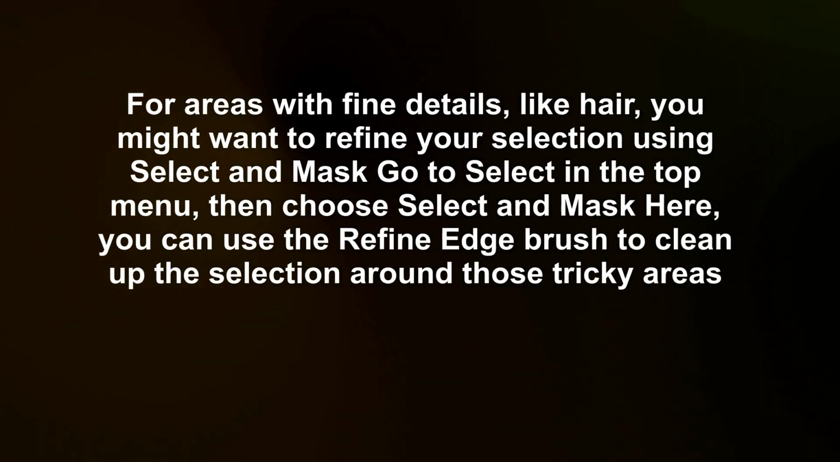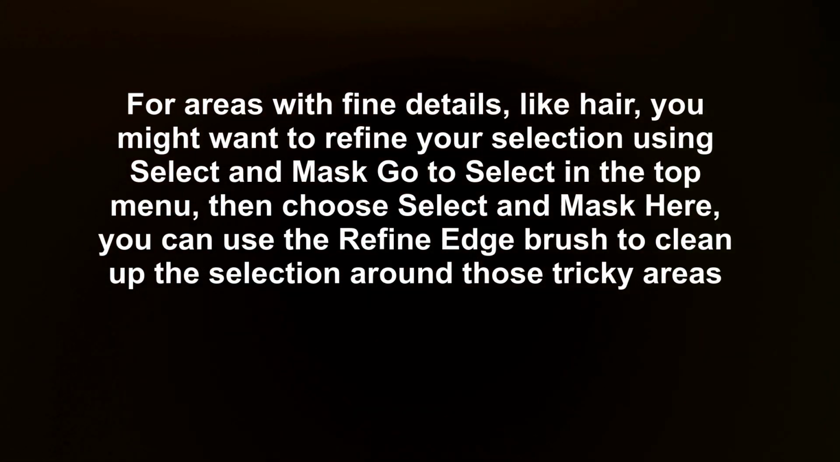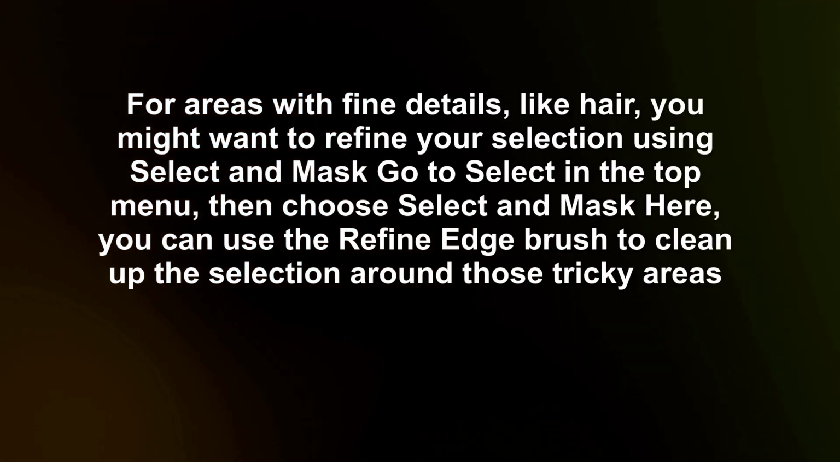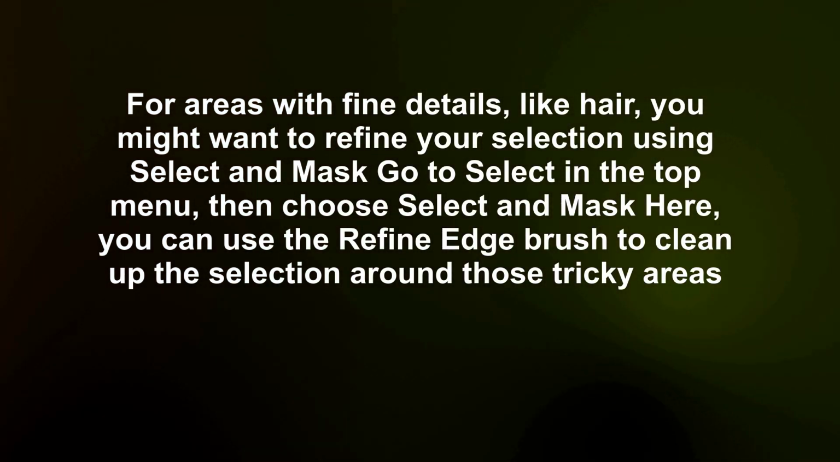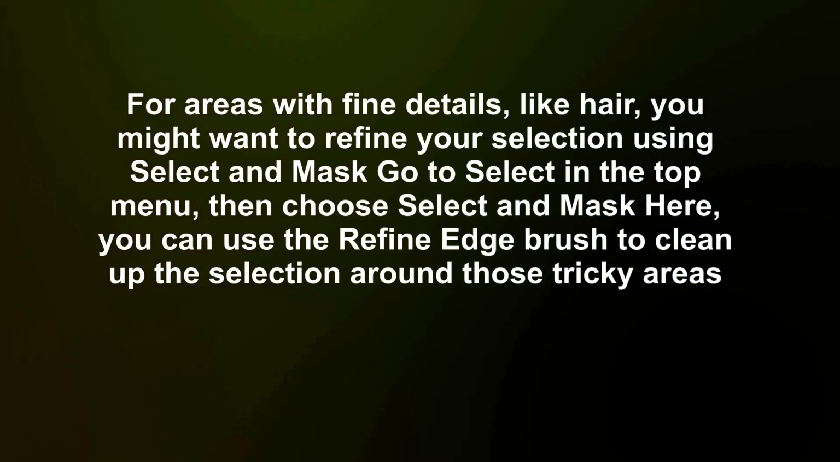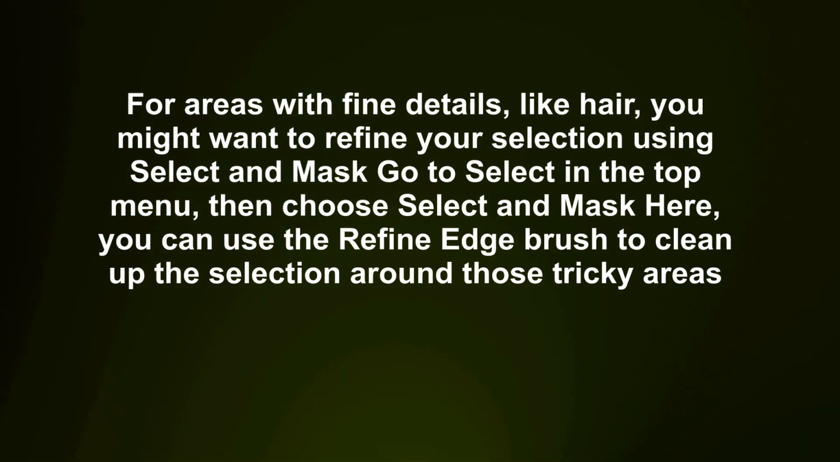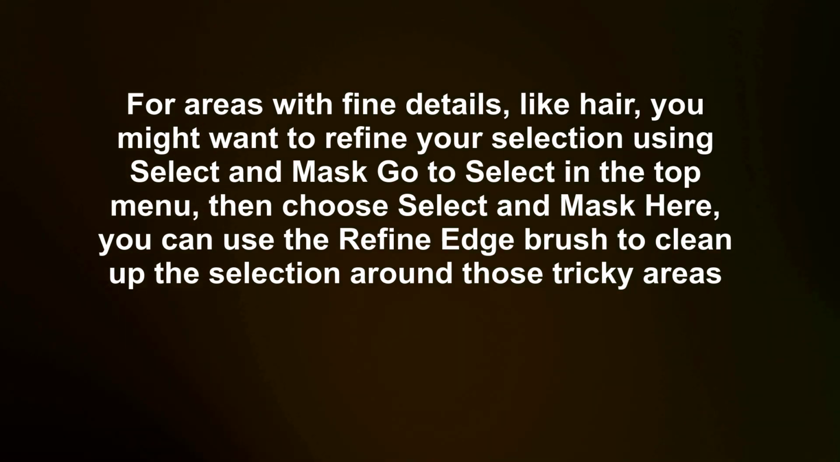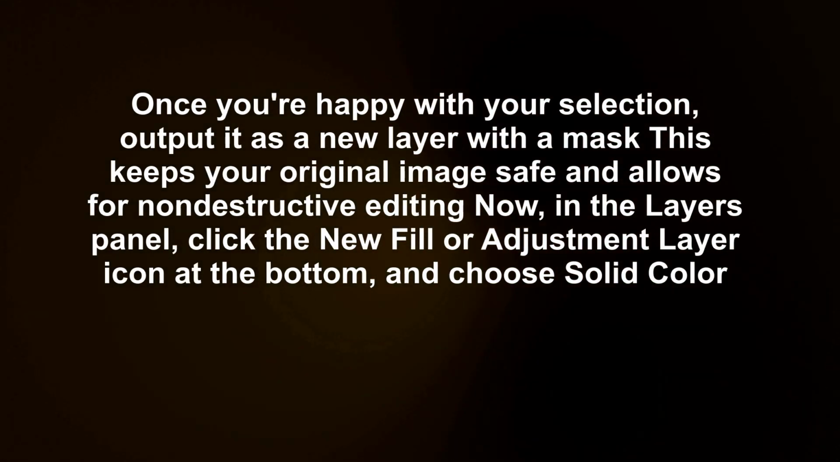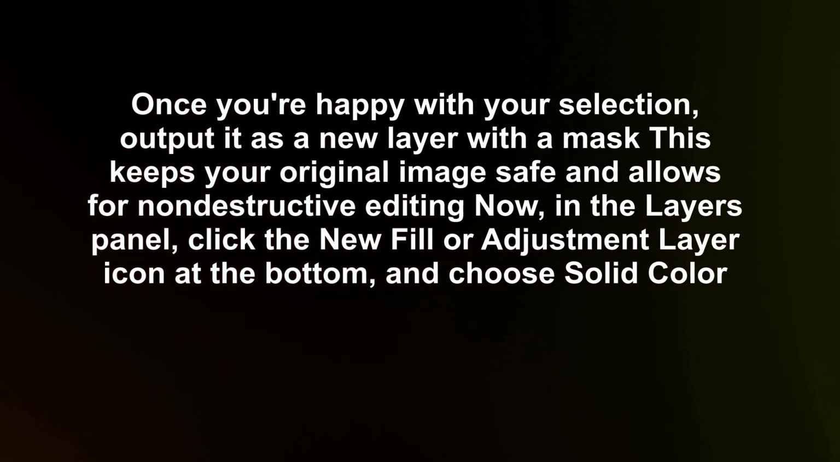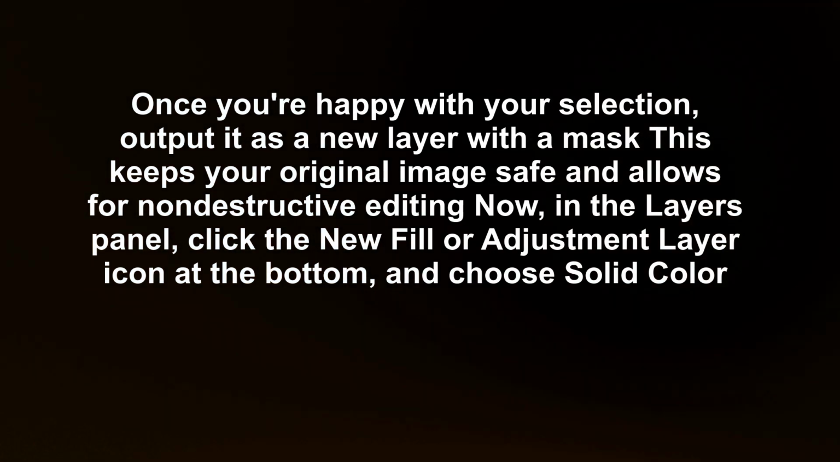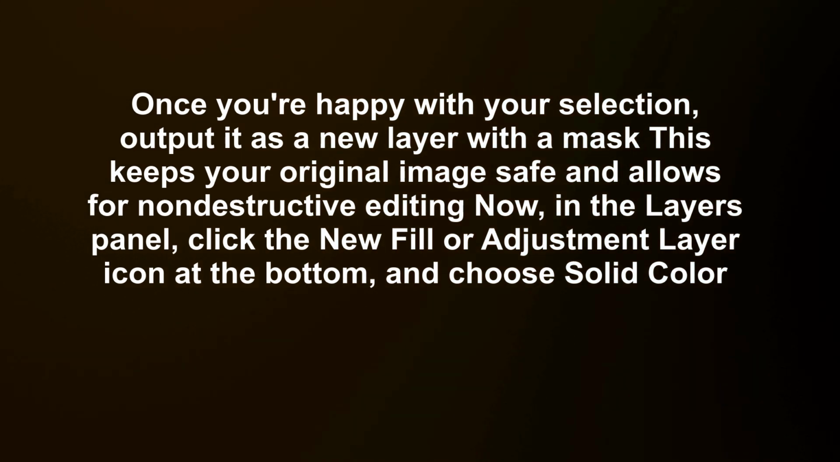For areas with fine details, like hair, you might want to refine your selection using Select and Mask. Go to Select in the top menu, then choose Select and Mask. Here, you can use the Refine Edge brush to clean up the selection around those tricky areas. Once you're happy with your selection, output it as a new layer with a mask. This keeps your original image safe and allows for non-destructive editing.